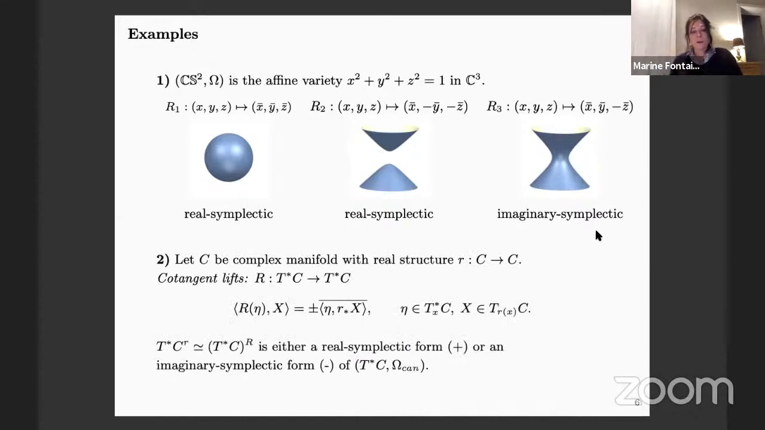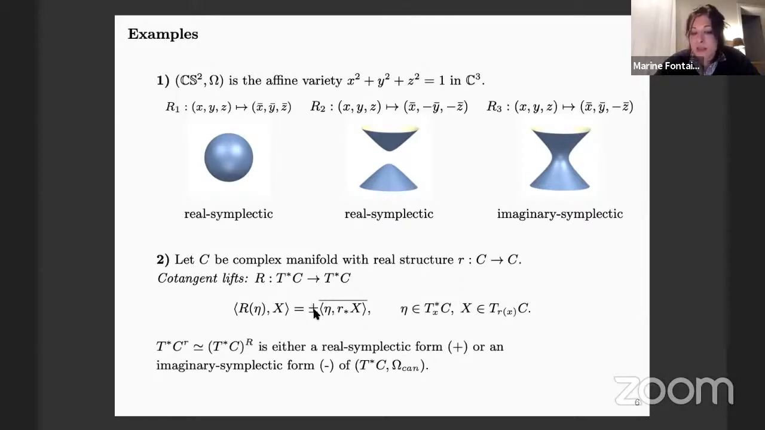Another example, if we want to talk about dynamics, is cotangent bundles. So the cotangent bundle of a complex manifold is also a complex manifold. It's symplectic with the canonical symplectic form. And if you take a real structure on C, you can lift it to the cotangent bundle such that it becomes a real symplectic structure. So the lift is defined in a real way, but it has to be anti-holomorphic. So you take the conjugate here, and you can choose signs.